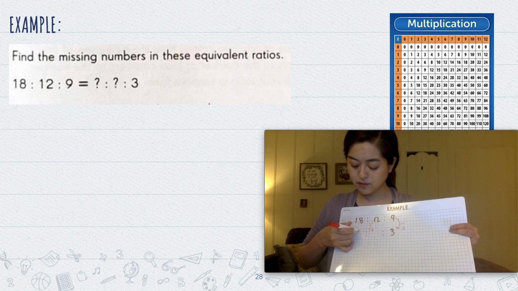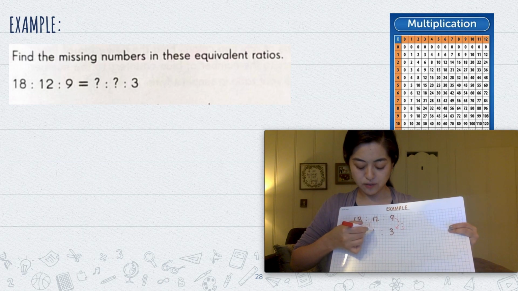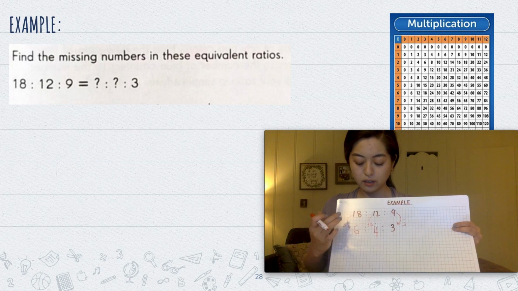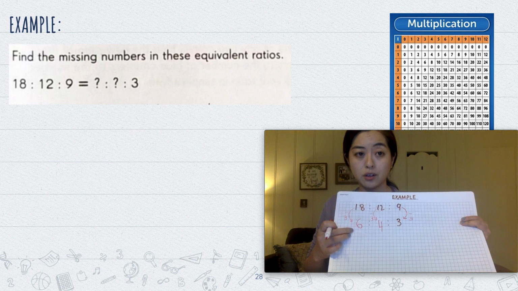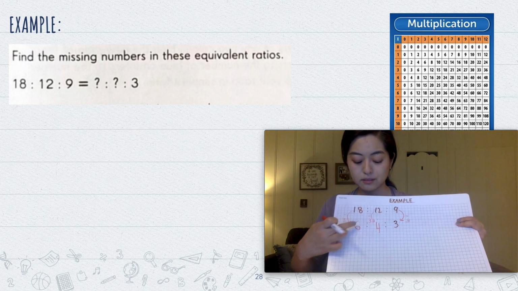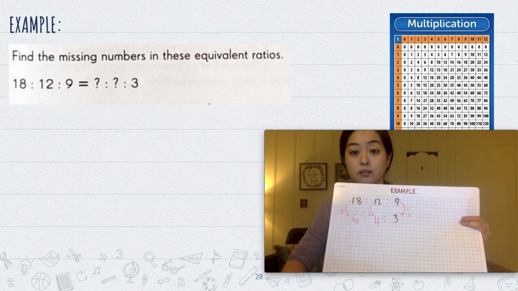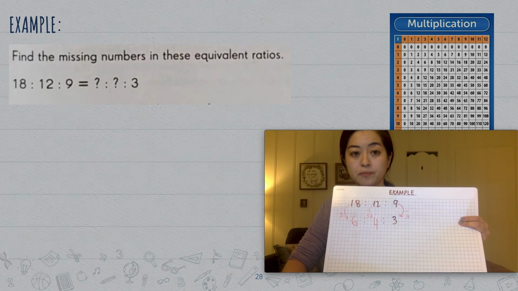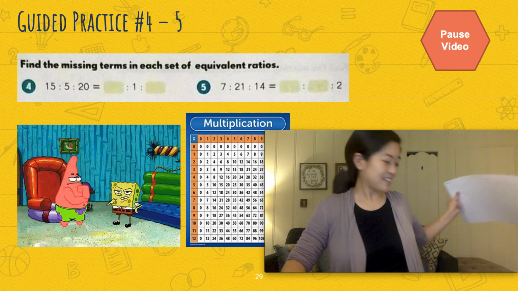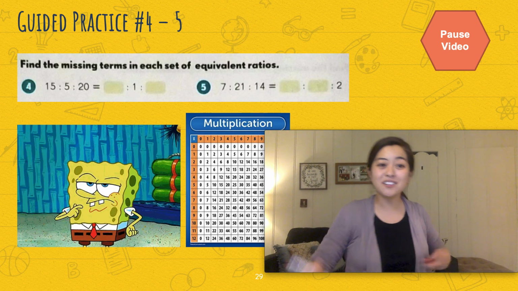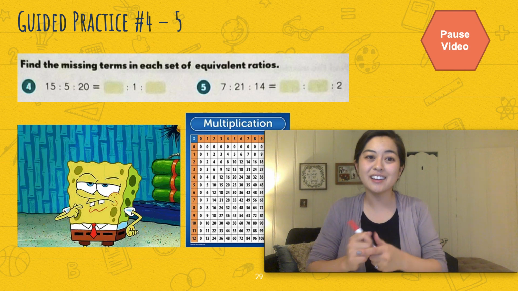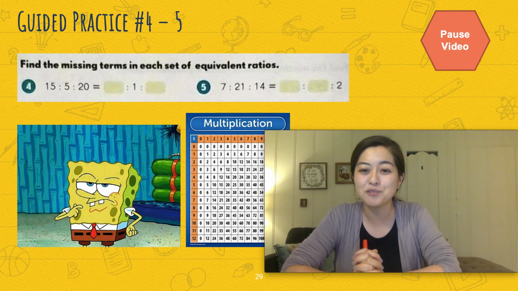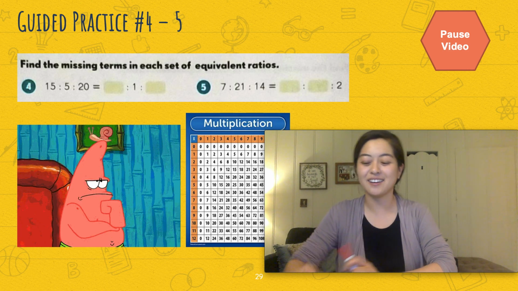18 divided by 3 is 6. 12 divided by 3 is 4. Okay, so my missing numbers are 6 and 4, in the ratio over here. Alright, we're going to pause the video and try the guided practice number 4 and 5. Okay, alright, see you soon.